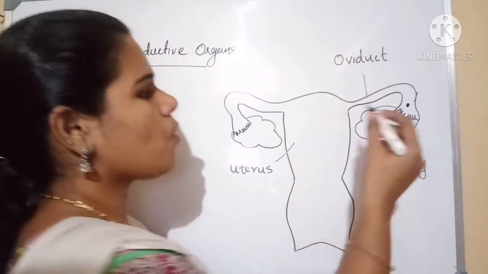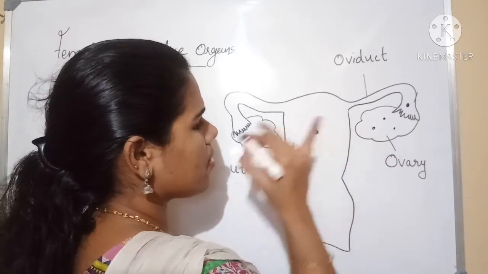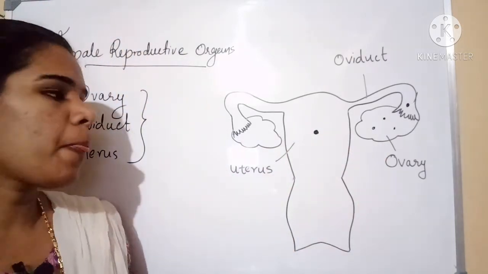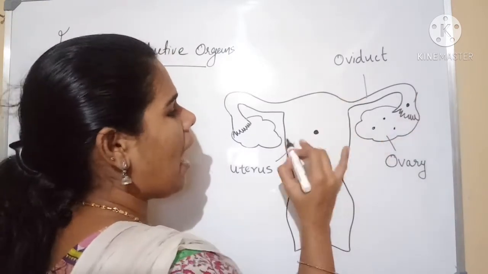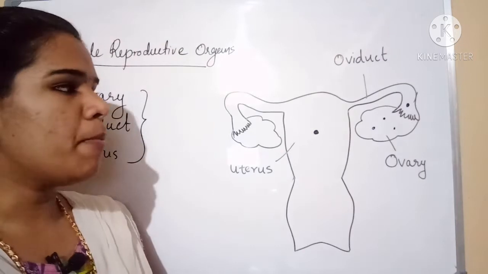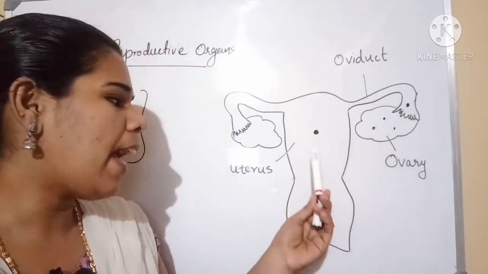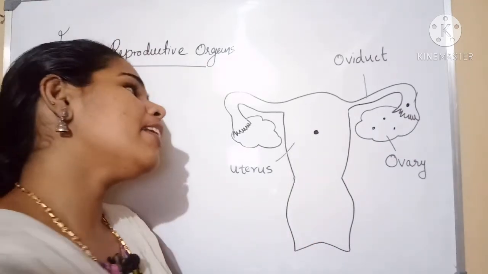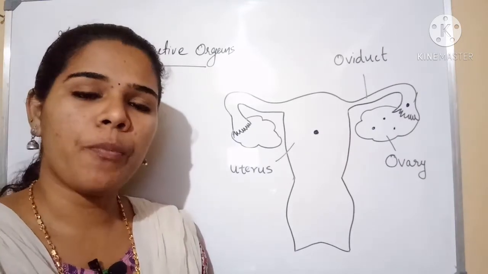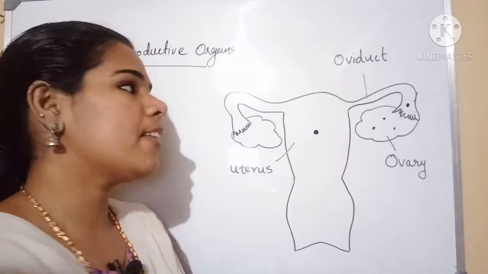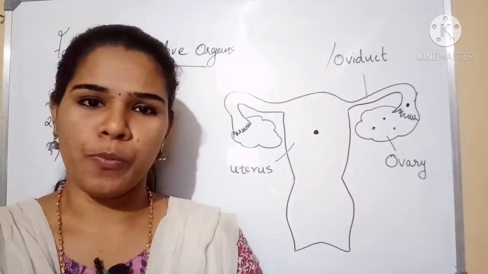This ovum moves and reaches the uterus. The oviduct helps to connect the ovary and uterus. That is the main function of the oviduct. Another name of the oviduct is fallopian tubes.